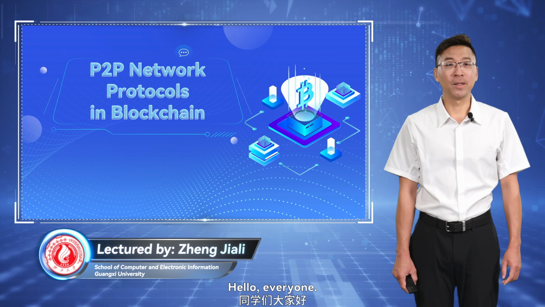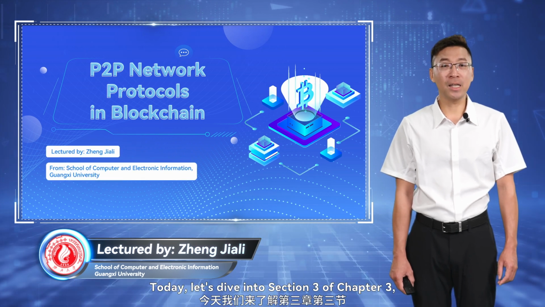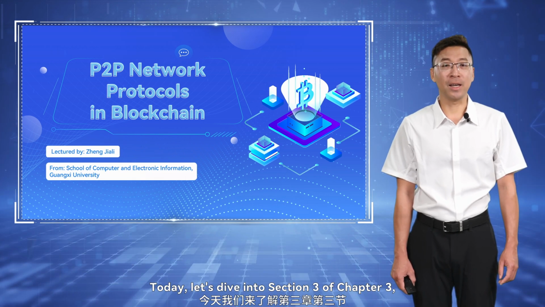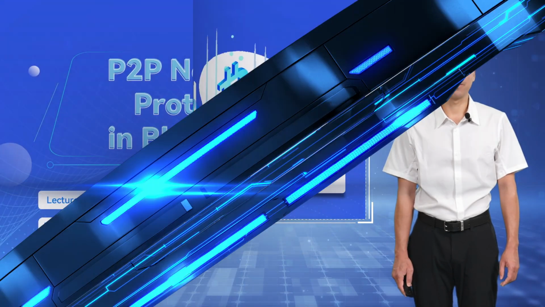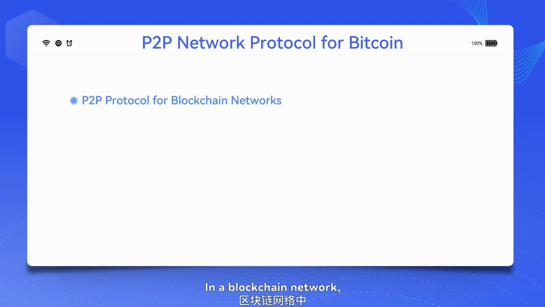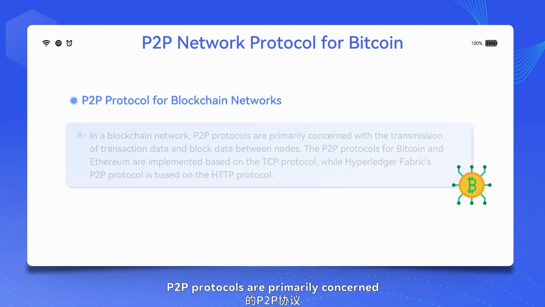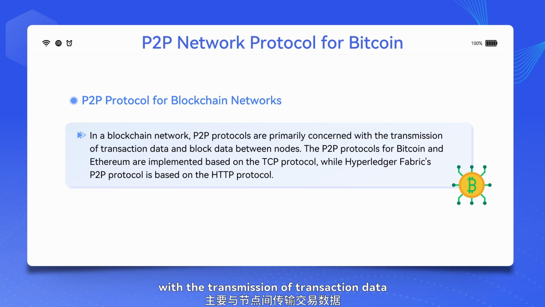Hello, everyone. Today, let's dive into Section 3 of Chapter 3, which covers the P2P network protocols in blockchain. In a blockchain network, P2P protocols are primarily concerned with the transmission of transaction data and block data between nodes. The P2P protocols for Bitcoin and Ethereum are implemented based on the TCP protocol, while Hyperledger Fabric's P2P protocol is based on the HTTP protocol.